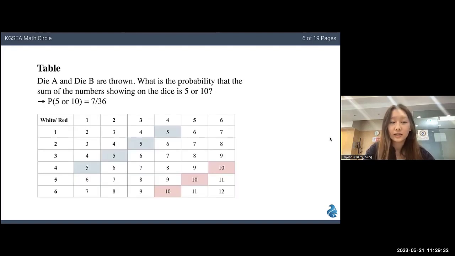Starting with a table, this is an example of a sample space representation of throwing die A and die B. So the cross-section shows the sum of what die A and die B would be showing. And the question is, what is the probability that the sum of the numbers showing on the dice is 5 or 10? So you have to look at the cross-section and count the number 5 and 10. So basically, the probability of 5 or 10 as a sum would be the addition of the number of 5s and the number of 10s in the table, which are in total 7 out of 36 possibilities. So the answer would be 7 over 36.